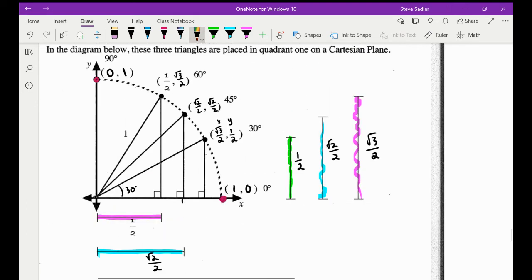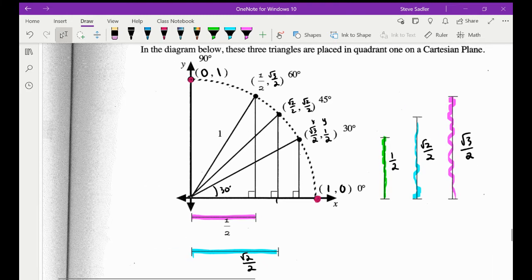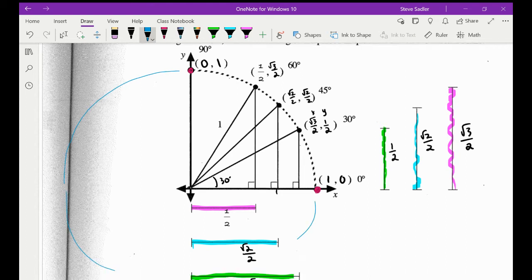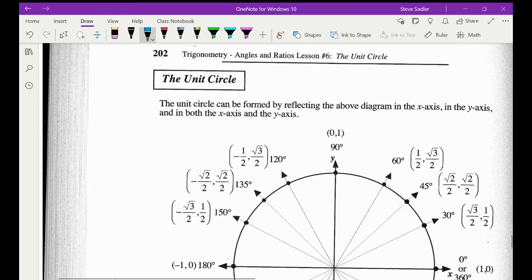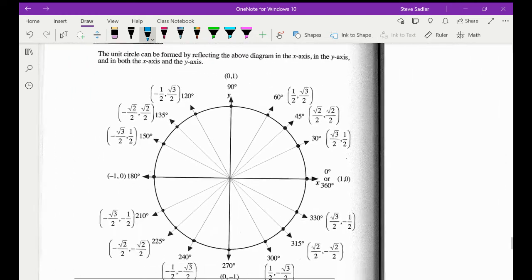And we can take this circle and we can kind of flip it so that we get this side as well as this side as well as this side. And I'll show you on the next page here. The unit circle, ta-da!